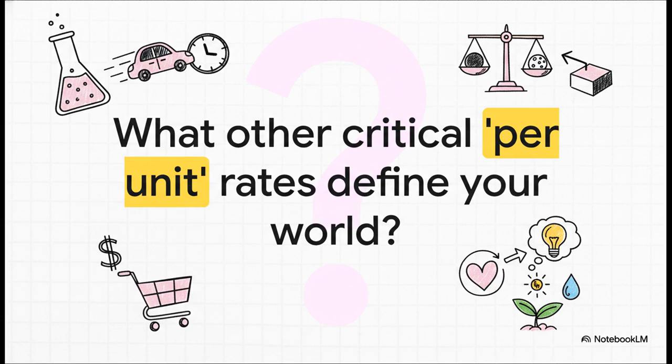And that brings me to one last thought for you. Molarity is really all about amount of substance per unit of volume. It's a per unit rate. And if you think about it, these kinds of rates are everywhere. We use them all the time. Miles per hour, dollars per gallon, megabits per second. So here's my question for you. What other critical per unit rates define the world around you? Once you start looking for them, you'll realize they are absolutely everywhere.